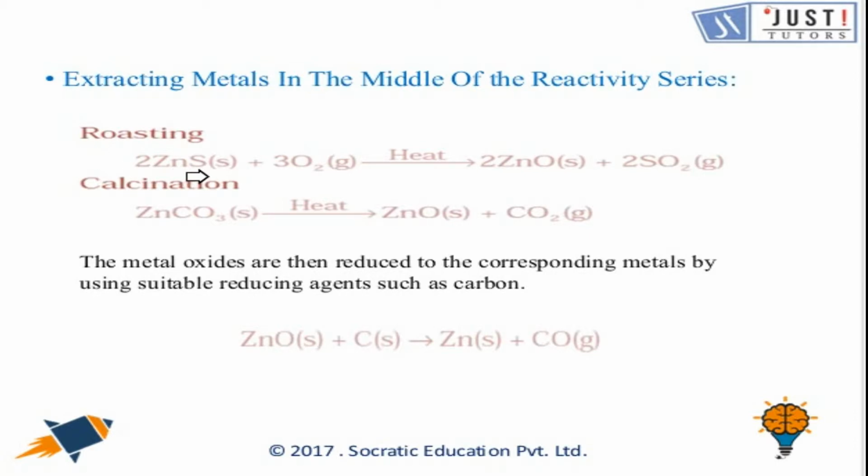If you are heating zinc sulfide in the presence of oxygen to get zinc oxide, we name this process roasting. And the second method is calcination, where we heat the carbonate form of the metal to get the oxide form. And after that, the metal oxides are then reduced to their pure metal by using a reducing agent such as carbon here.